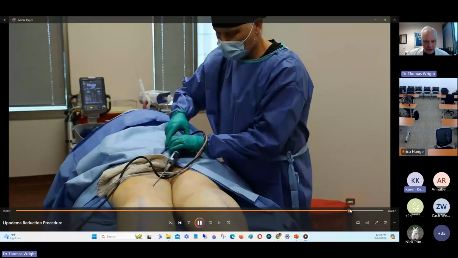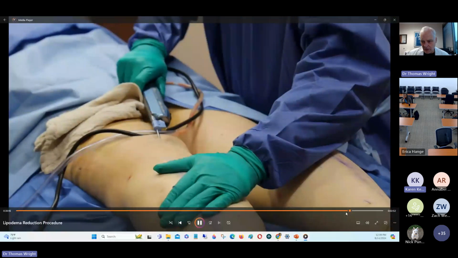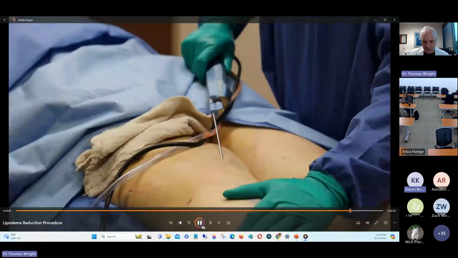Now they're ending with the patient face down.